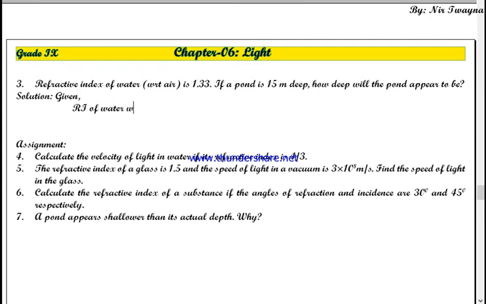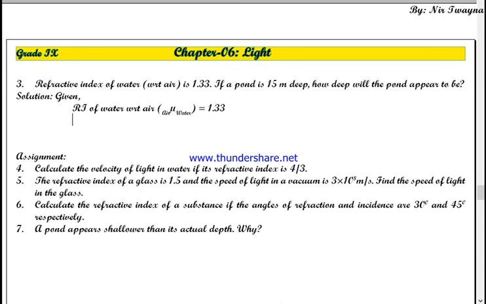Ri of water with respect to air. That means how is it written? Actually you do not need to write it in detail, you can simply write mu. Anyway, if you want, it will be like this: mu of air to water is equal to 1.33. It is given, and you know that Ri does not have any unit. Refractive index does not have any unit.